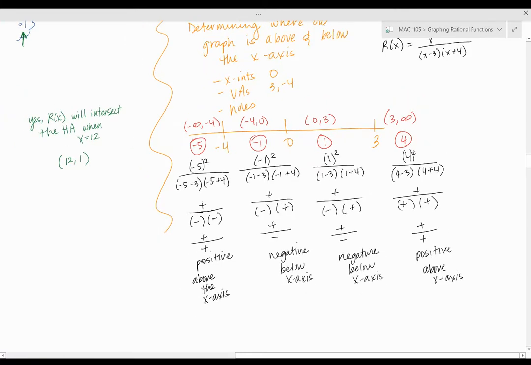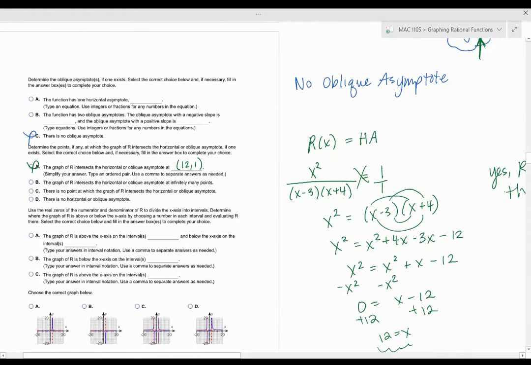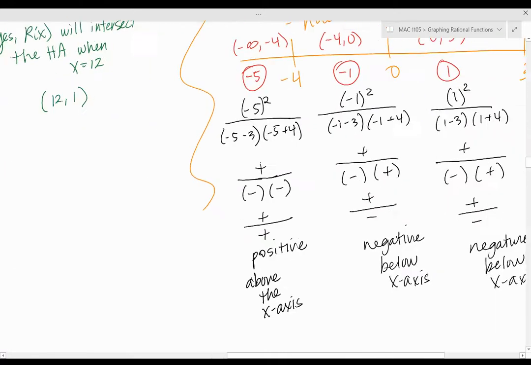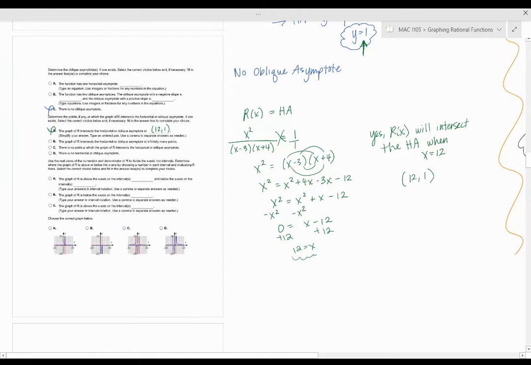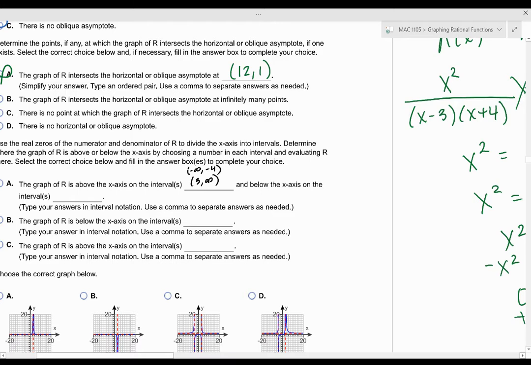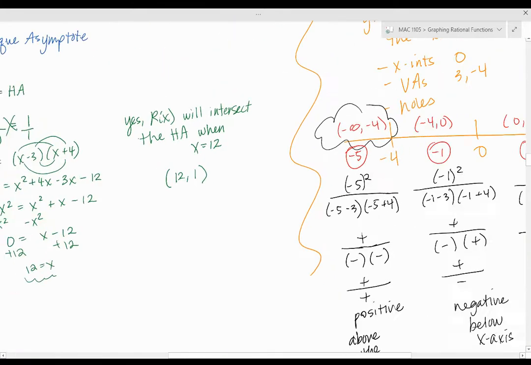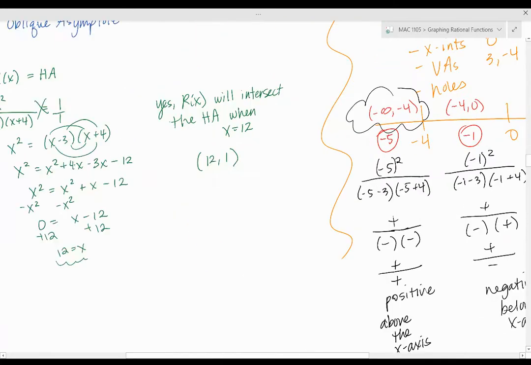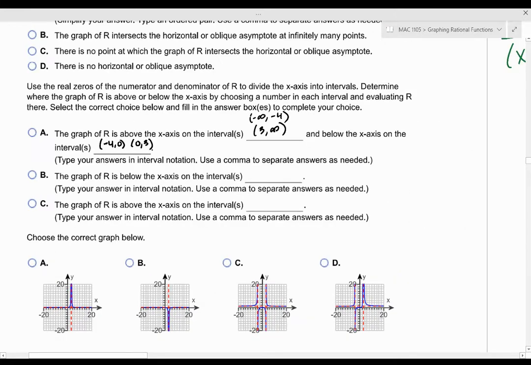All right, so now that I have all my intervals, I can answer their question. Let's see what they wanted to know. They want to know where we're above and below. We are above the x-axis from negative infinity to negative 4 and from 3 to positive infinity. And we are below the x-axis on those two middle intervals, negative 4 to 0 and 0 to 3. Sorry, I'm moving around a lot. All right, so A would be our answer.